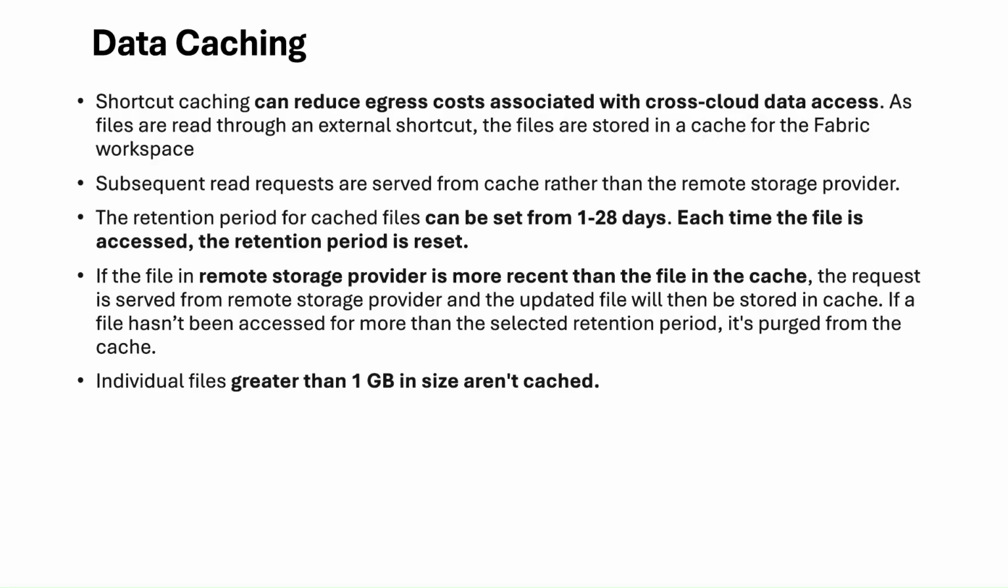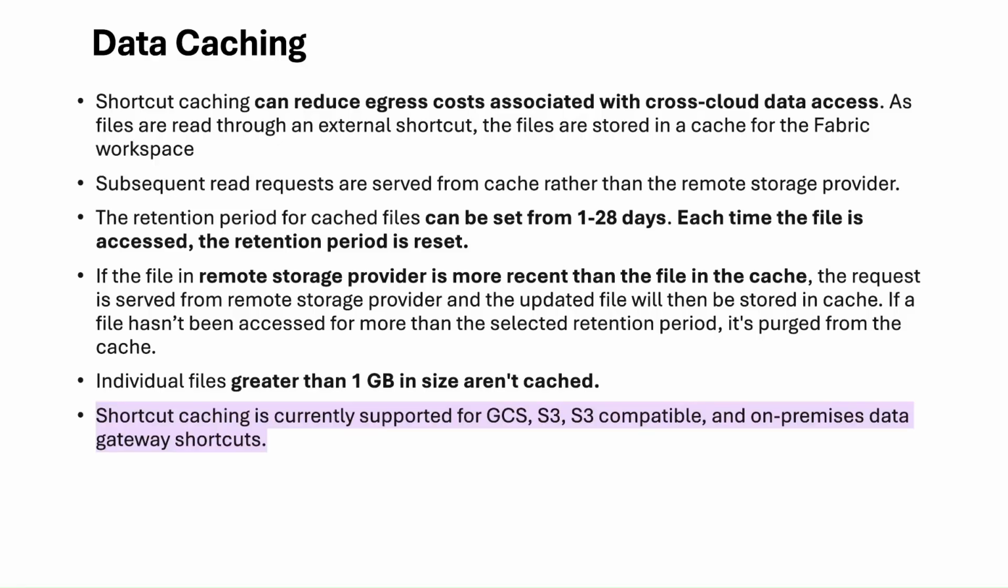Individual files greater than 1 GB in size aren't cached. So 1 GB is substantial, but keep in mind that there is a limit. You can't cache GBs of data. If it's more than 1 GB, then the caching, even though it's enabled, won't be used. And shortcut caching is currently supported for GCS, S3, S3-compatible, and on-premises data gateway shortcuts. Okay, so not for all.